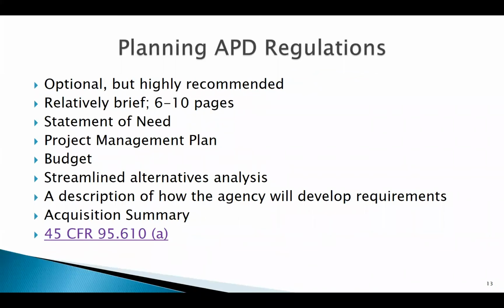So, the planning APD regulations. While a planning APD is optional, it is highly recommended. This is a relatively brief document, six to ten pages. This isn't War and Peace. We don't want it to be a book by any stretch of the imagination. It needs to have the statement of need, your project management plan, your budget, your streamlined alternatives analysis, a description of how the agency will develop the requirements, as well as an acquisition summary.